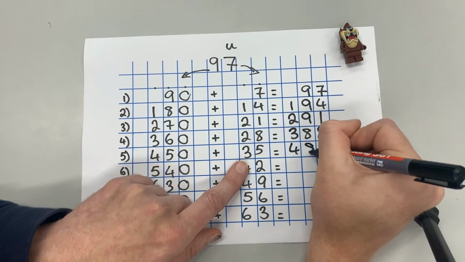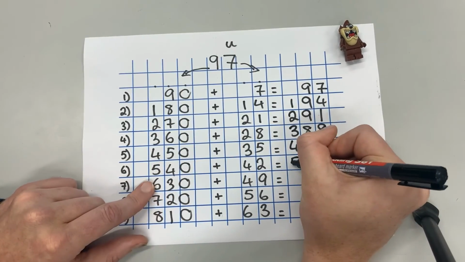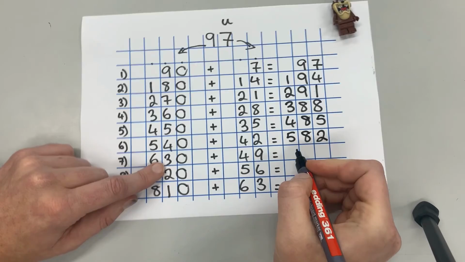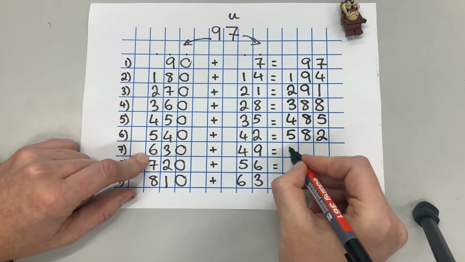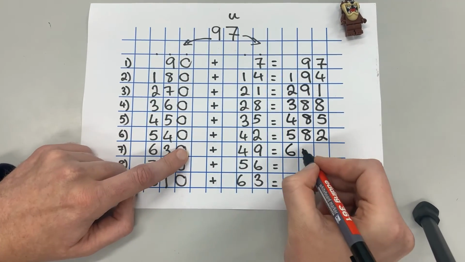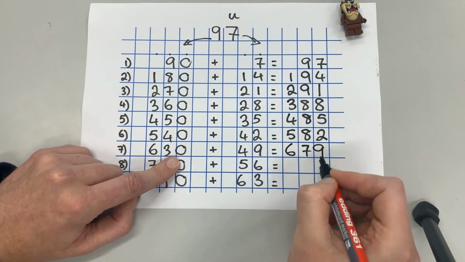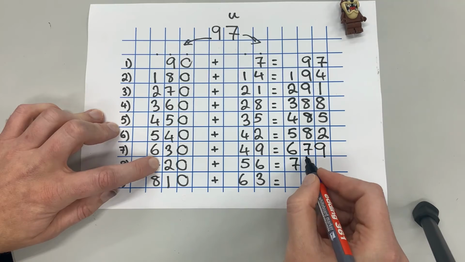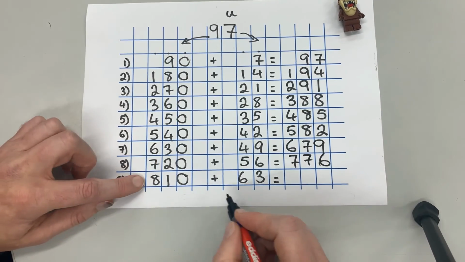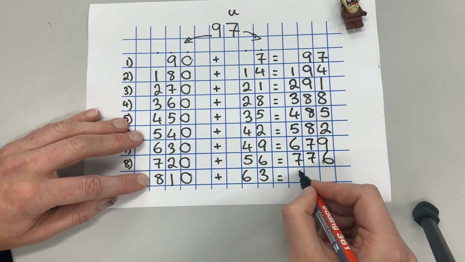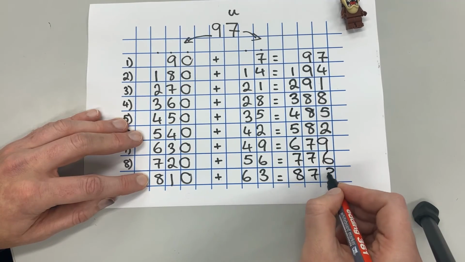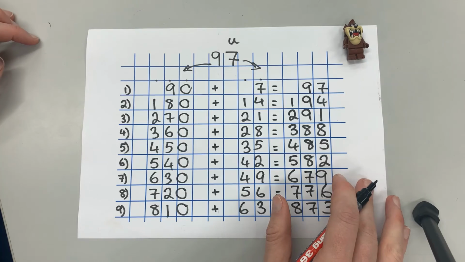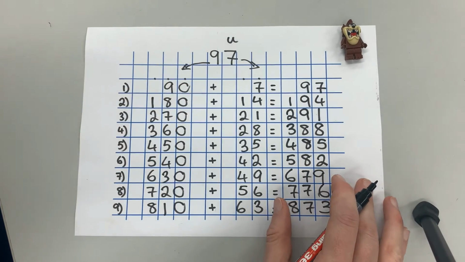450 and 35 is 485. 540 and 42, 582. 630 and 49 is 679. 720 and 56, 776. And finally 810 and 63 is 873. Now go and look at the long division video to see how I'm going to use these multiples to get those answers correct.